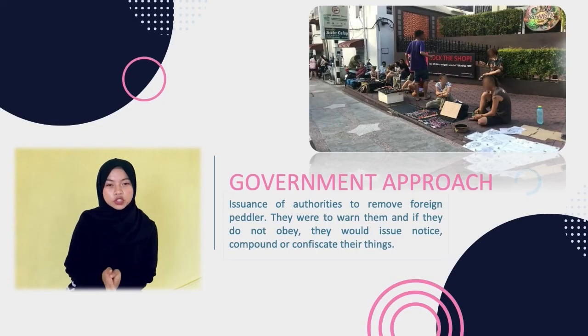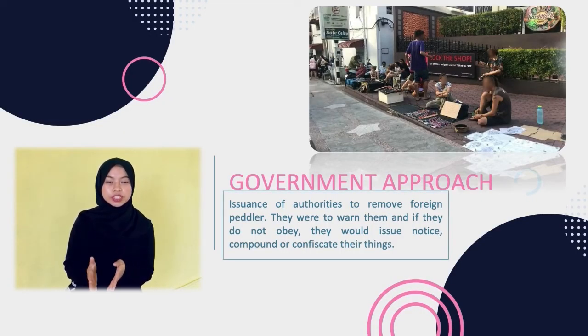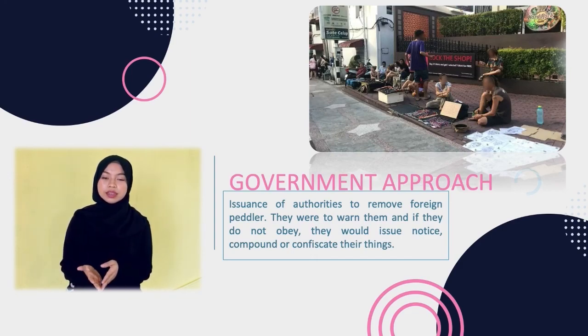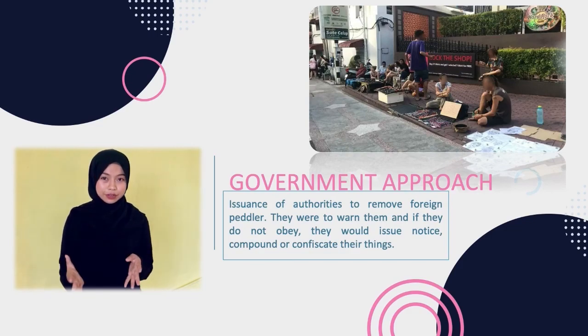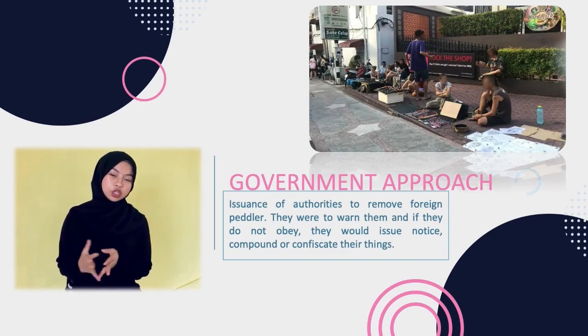An approach to the problem was the issuance of authority to remove foreign peddlers. The authority were to warn them, and if they do not obey, they would issue a notice, compound, or even confiscate their things. It shows how these backpackers do not respect and adhere to the local authorities, as after 3 months of their inactivity, they show up again at Jonker Street.